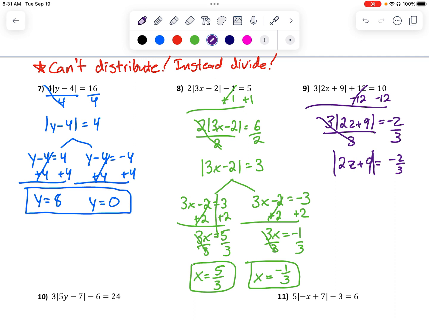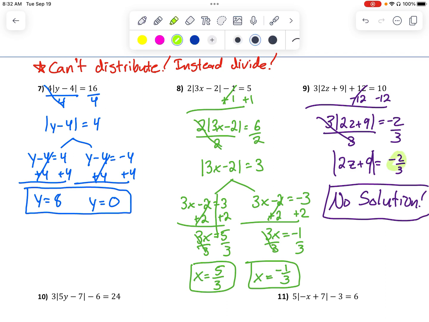Ooh, our absolute value equals a negative. So as soon as the absolute value is alone and it equals a negative, that's when you can stop and say no solution. Because again, the distance can't be negative. So the reason for that is because it equals this negative number, and an absolute value can't equal a negative number.